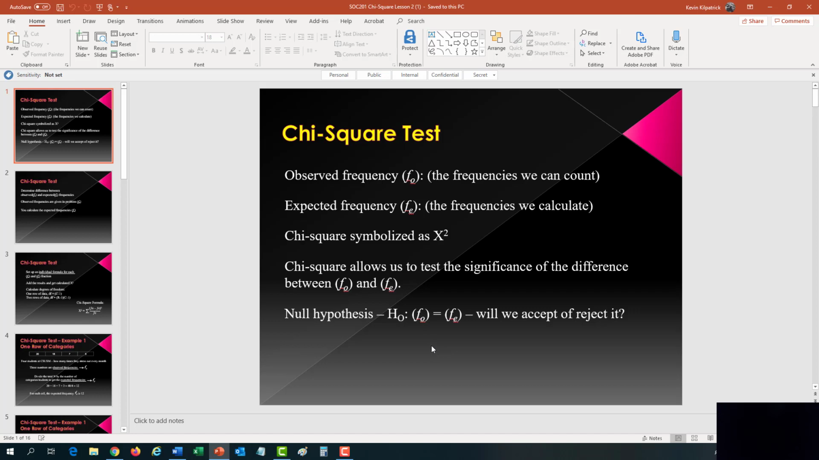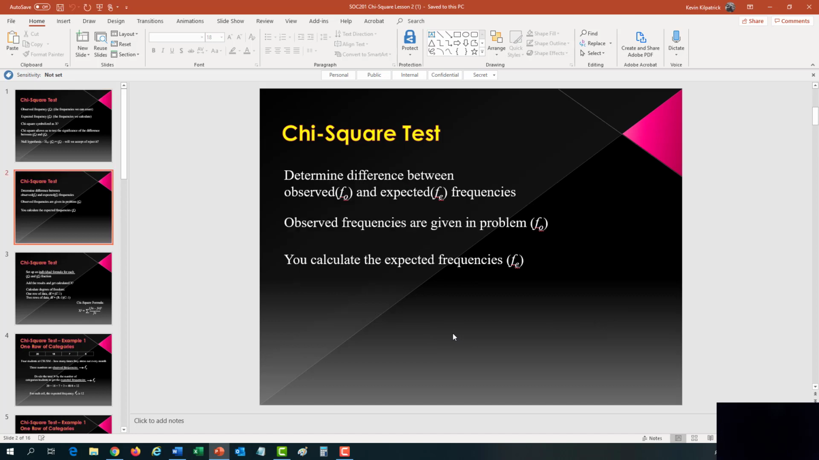The null hypothesis is expressed this way. H sub 0 is a null hypothesis that the observed frequencies will be equal to the expected frequencies, and are we going to accept that or reject that hypothesis? Same kind of thing that we did with differences between means. Is the population equal to the second population? Okay, so some similar stuff in this lesson. Like I said, the observed frequencies are given in the problem, and we have to calculate the expected frequencies.